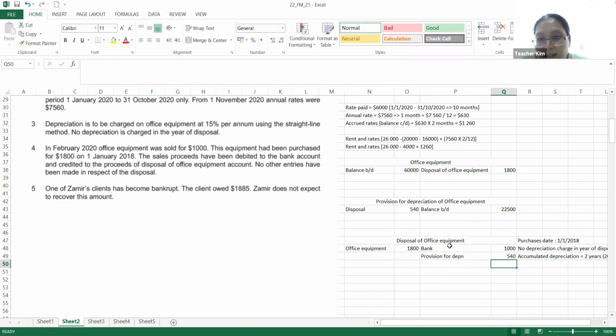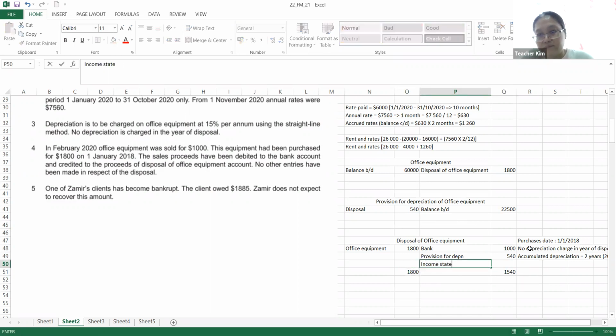Okay. And then for this account, we have to calculate gain or loss because this one is going to the income statement. So in here we have 1,800. So our income statement will take this minus this and minus this. So this amount is a loss. Okay. Loss is going to the expenses.